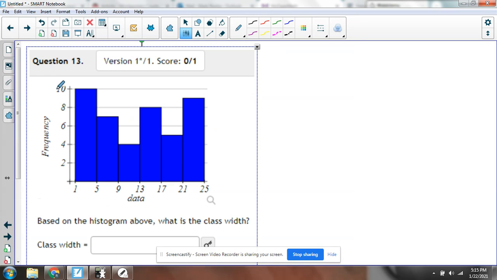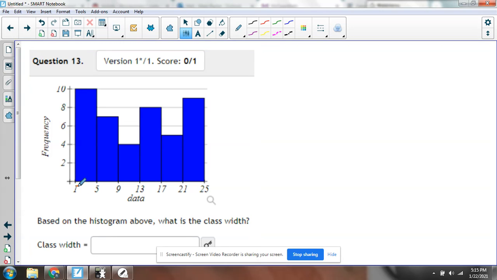This one here, it says based on the histogram above, what's the class width? How big are each one of these bars? How wide are each one of the bars? This is going from 1 to 5, 5 to 9. These things are going up by 4, 4, 4. So the class width is just going to be how wide the bars are, 4.